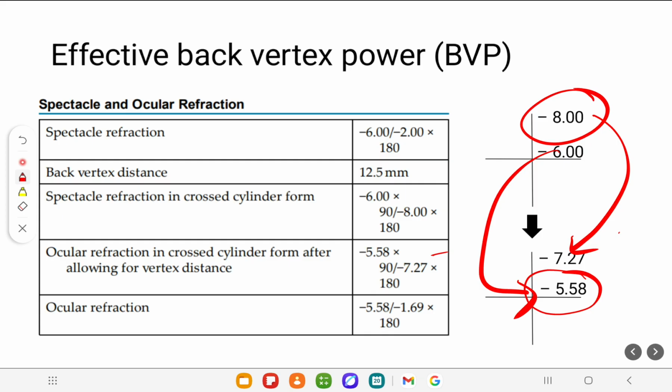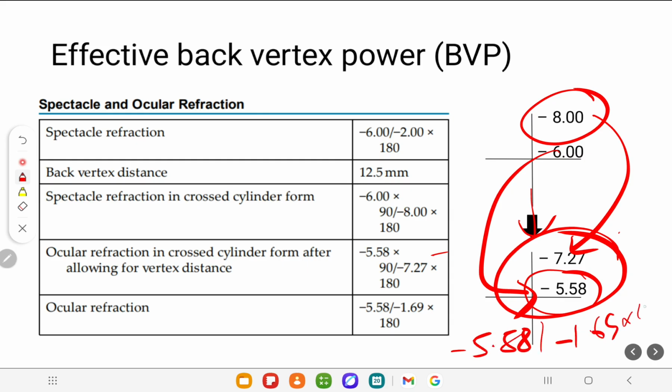So it's crucial that you do not use spherical equivalent. Just remember, you do not use spherical equivalent. It will be a blunder. Do not use spherical equivalent. Just use one meridian at a time. Okay. Then you formulate a new meridian and then resolve it. This is the power of the contact lens. So like minus 5.58 / 1.69 x 180. Now see, the cylinder decreases to 1.69, isn't it?